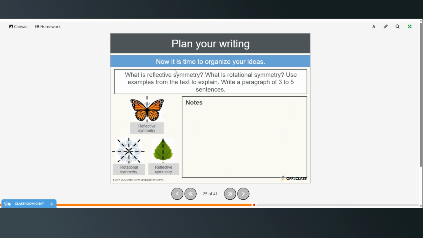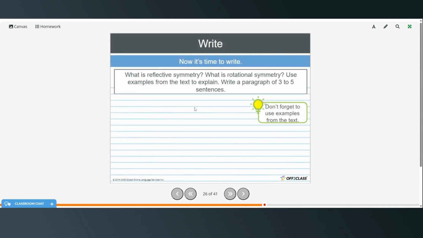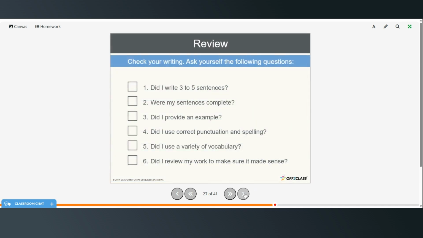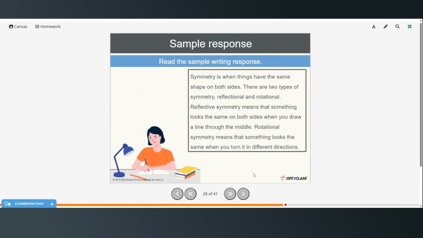Okay, now you can organize your ideas by using your notes. And now write your paragraph and don't forget to use examples from the text. When you finish writing your paragraph, compare it to the checklist items. And now we'll look at a sample response.